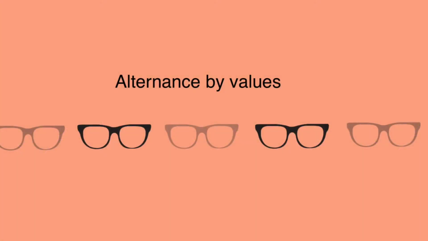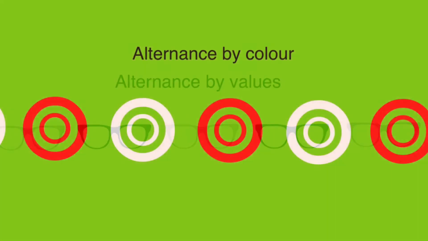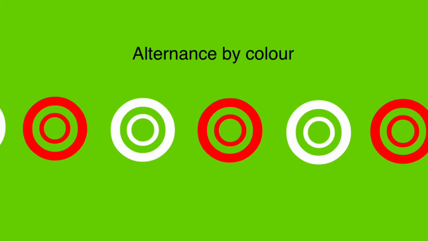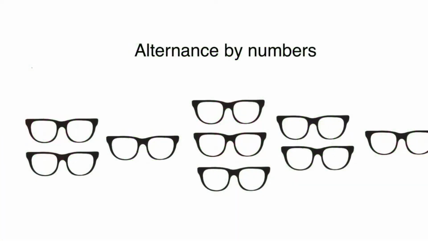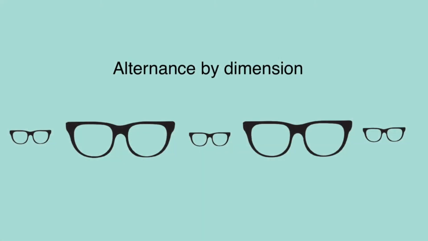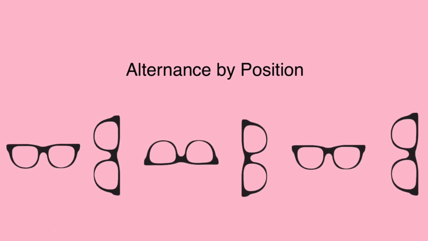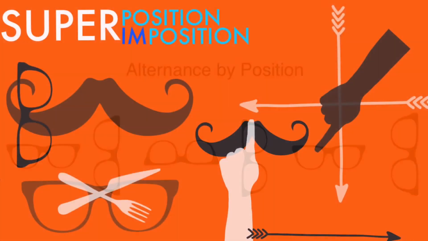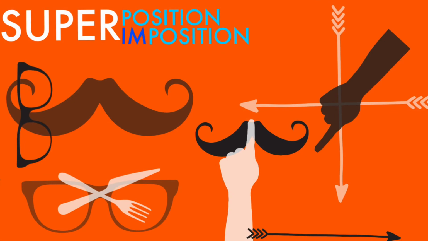We have alternance by values, alternance by colors, alternance by numbers, alternance by dimension, and alternance by position, just to name a few. In cycle 2, superimposition, which is a lot like juxtaposition. The difference, the graphics overlap one another.